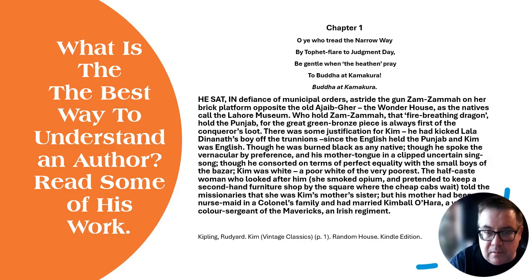Kim was white, a poor white of the very poorest, the half-caste woman who looked after him. She smoked opium and pretended to keep a second-hand furniture shop by the square, where the cheap cabs wait, told the missionaries that she was Kim's mother, but his mother had been a nursemaid in a colonel's family, and had married Kimball O'Hara, a young colour sergeant of the Mavericks, an Irish regiment, and I'm going to decode some of that on the next slide.